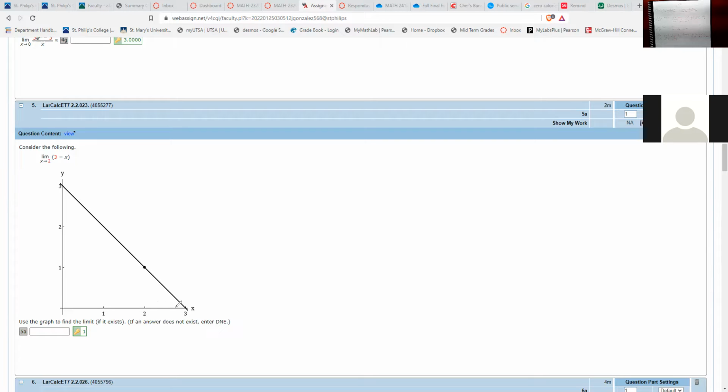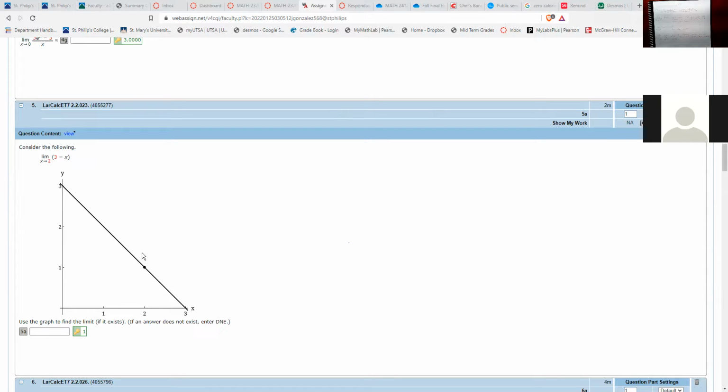So as I get closer and closer to 2 from the right side, my y values are going to 1. That's all you have to do. Any questions on 5? I mean, there's not much to do here. Just literally plug in the 2 in there. But the concept is what I need you to think about.